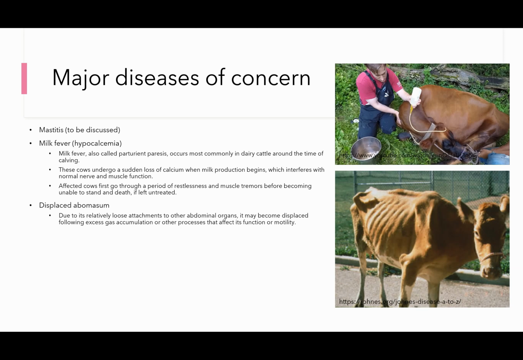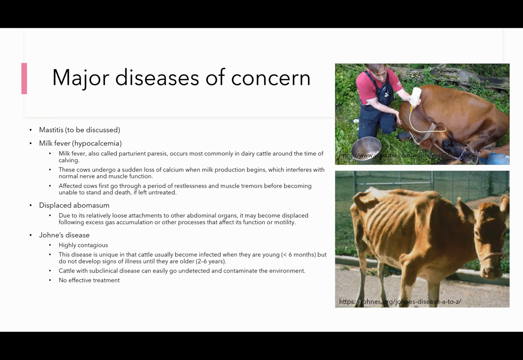Another one that happens is displaced abomasum. The abomasum is relatively loosely attached on the side of the body there by the rumen, and it can be displaced when there's excessive gas accumulation. It can affect the function and motility of the animal. It can be painful. There are quite a few digestive issues that can arise.